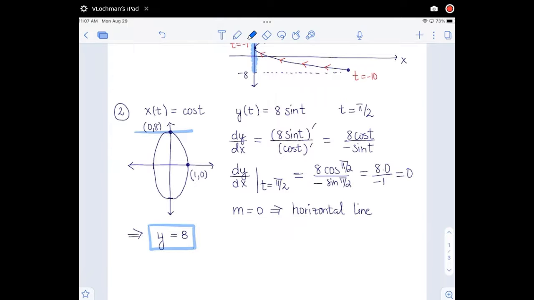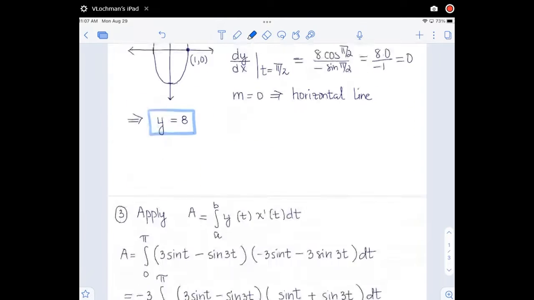Some of you wrote out the steps of how you computed it, which is great. Or you can just say this is a horizontal line at the point (0, 8), so y is equal to 8. That is the answer I was looking for. So overall, good job here.